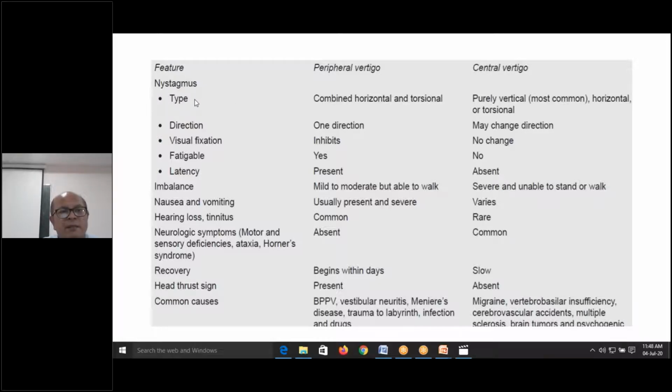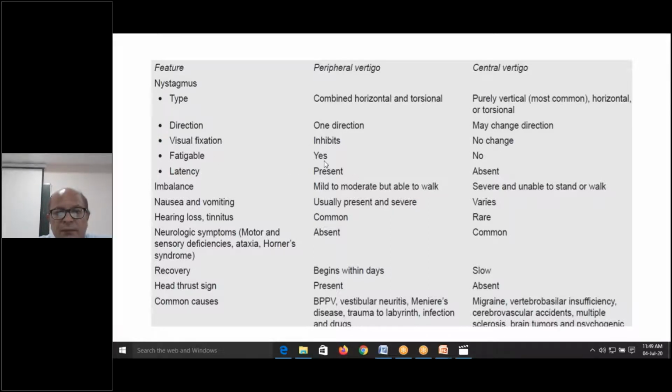Now coming to the nystagmus, the type of nystagmus is a combined horizontal and torsional. Here, vertical is most common, maybe horizontal or torsional. Direction: the peripheral has a fixed direction and central may change direction. Visual fixation usually inhibits the peripheral. Nystagmus is suppressed by visual fixation if it is due to peripheral vertigo. But if it is due to a central cause, there is no effect of visual fixation on the nystagmus.